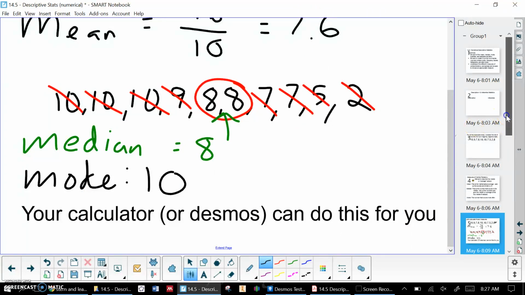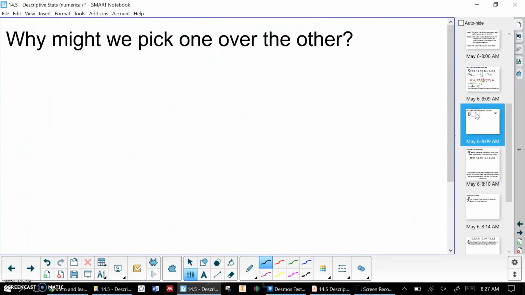Now, the biggest thing we want to talk about is why we might pick one over the other. The biggest thing you noticed, hopefully, was that the mean and the median were different numbers. And there's a reason for that. The median is not affected by what we call outliers.